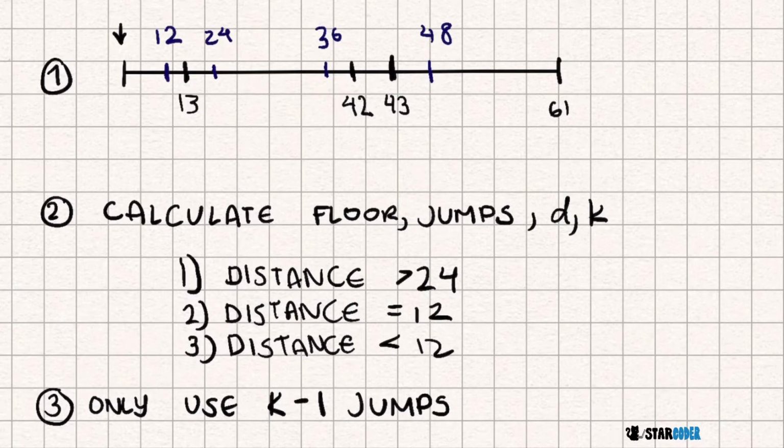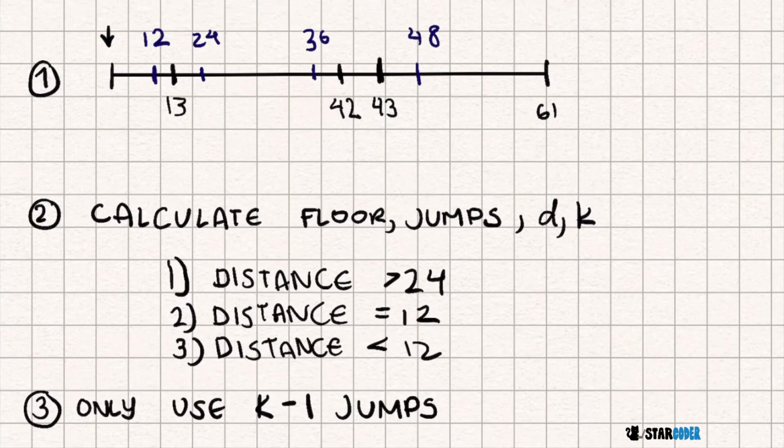I'm going to calculate two main lists: floor and jumps. Floor is going to be the closest portal. So for 13, that's going to be 12, for 42, 36, for 43, also 36, for 61, 60. We're going to use floor to calculate our second list, jumps. Jumps is going to be the distance between the current relative and the previous relative, assuming that this is sorted.